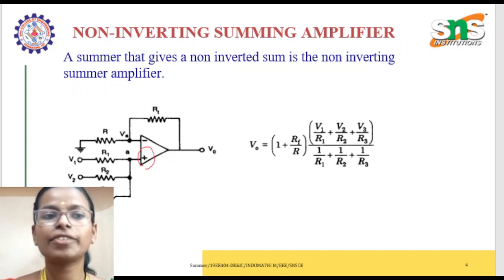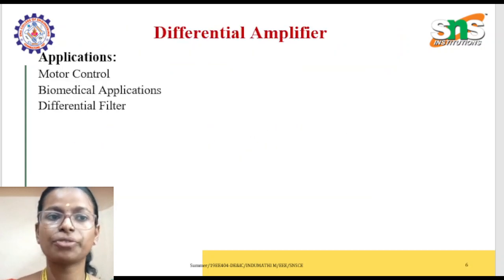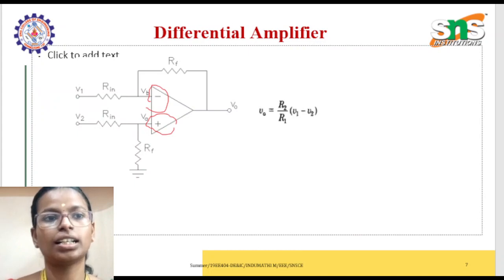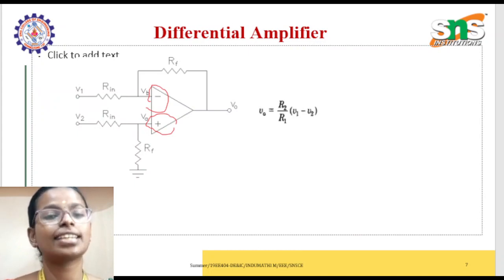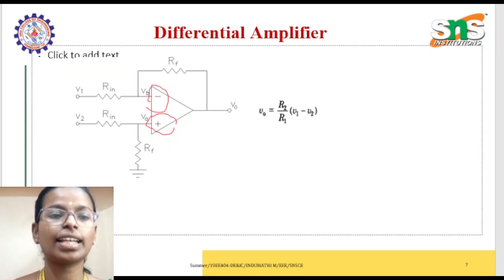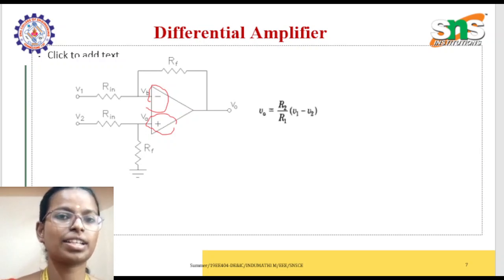Next we saw the differential amplifier. The differential amplifier is nothing but the difference: we check the difference between the two voltages and amplify it. That's all for the summing and differential amplifier. Thank you.